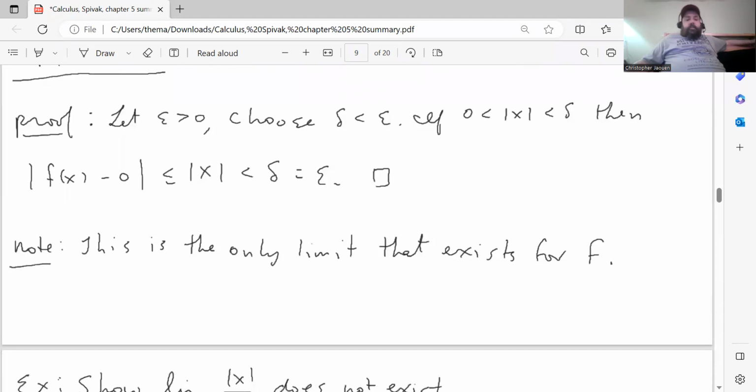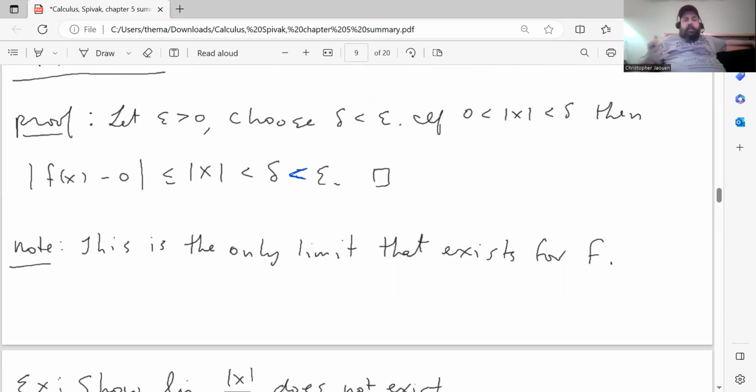Okay, and then just do the proof. Let epsilon be greater than 0, choose delta less than epsilon. If 0 is less than absolute value of x, which is less than delta, then the absolute value of f of x minus 0 is less than or equal to the absolute value of x, which is less than delta, which is, whoops, this should be less than epsilon, which shows that the definition is satisfied. So that shows that the limit is 0 at 0.